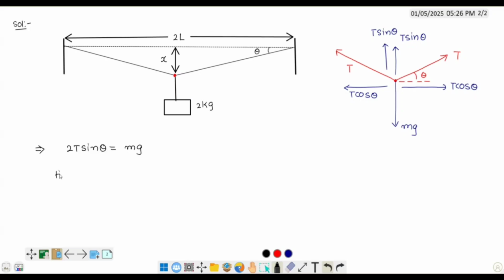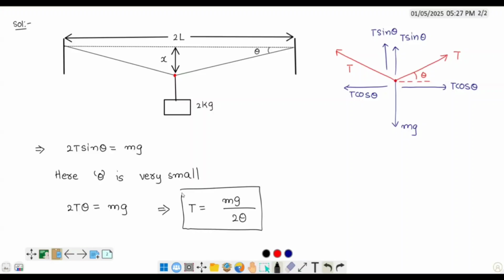Theta is very small because it is given 1 by 100 radian. Since theta is very small, we can write this as 2T theta equals mg. From this, we will get the value of tension as mg by 2 theta. So this is one expression that we are going to use in solving the problem.